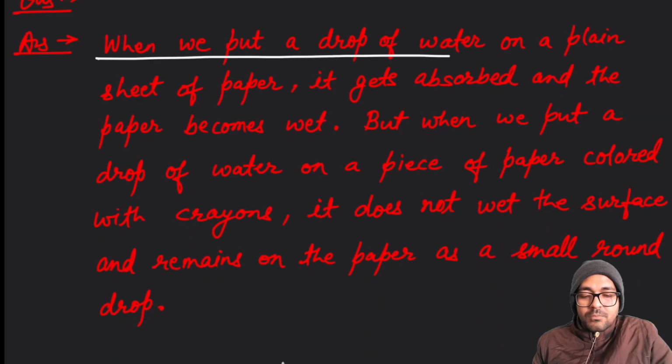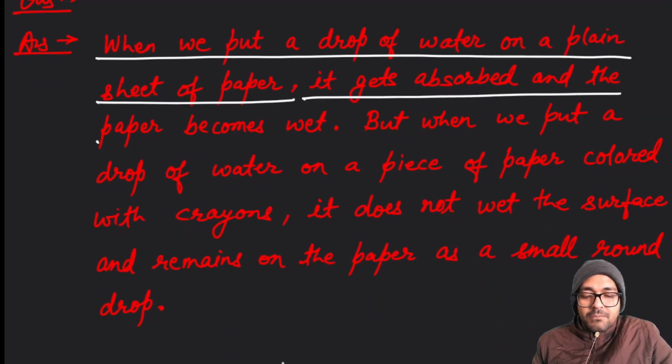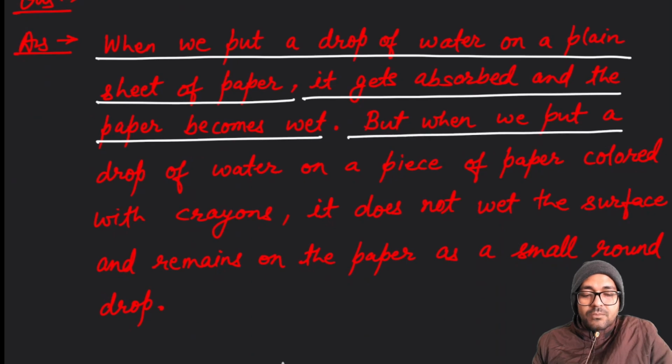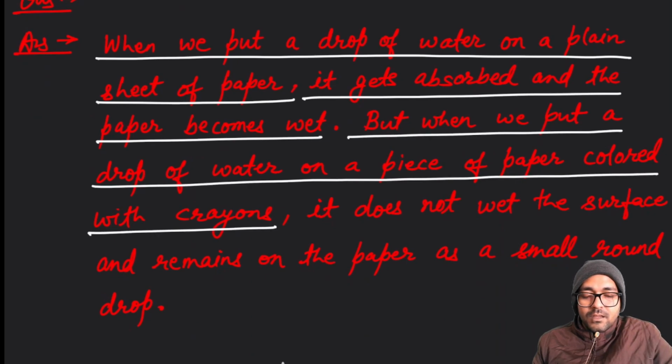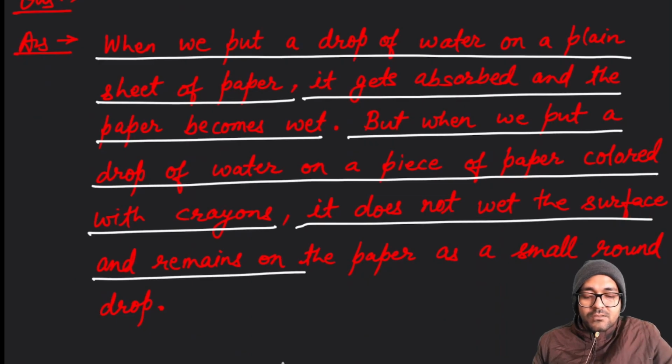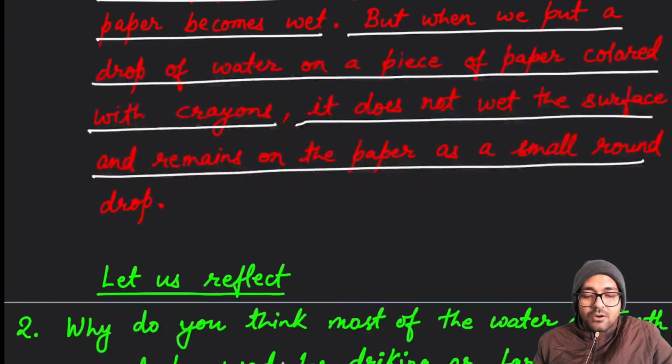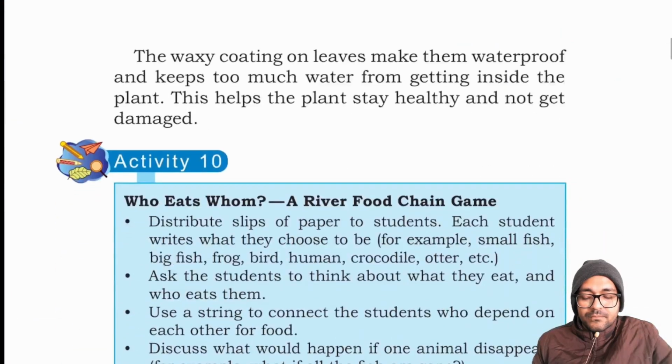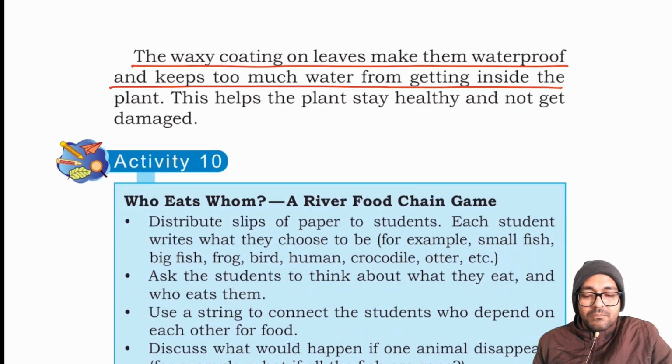When we put a drop of water on a plain sheet of paper, it gets absorbed and paper becomes wet. But when we put a drop of water on a piece of paper colored with crayons, it does not wet the surface and remains on the paper as a small round drop. The waxy coating on leaves makes them waterproof and keeps too much water from getting inside the plant. This helps the plant stay healthy and not get damaged.